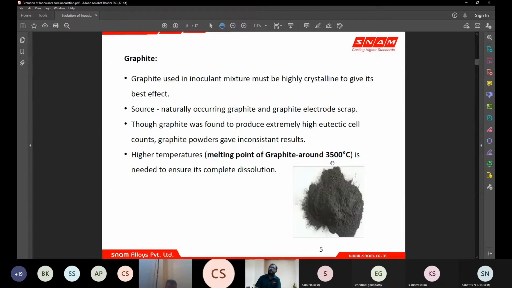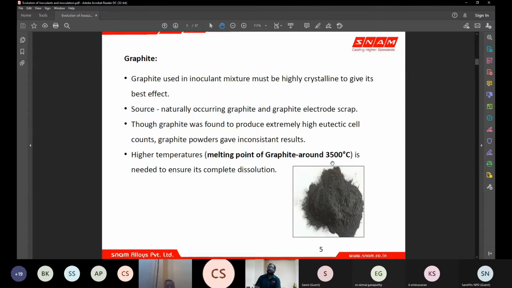Also, we have a problem in the dissolution, where the graphite melting point is found to be very high compared to our operating temperatures. Because of this, the dissolution became non-uniform, and as we know very well, when an inoculant dissolution is non-uniform, its performance would be non-uniform. So if you use graphite as an inoculant, we'll be getting non-uniform inoculating effect, where some parts of the casting or some places will be better and some places will be bad.